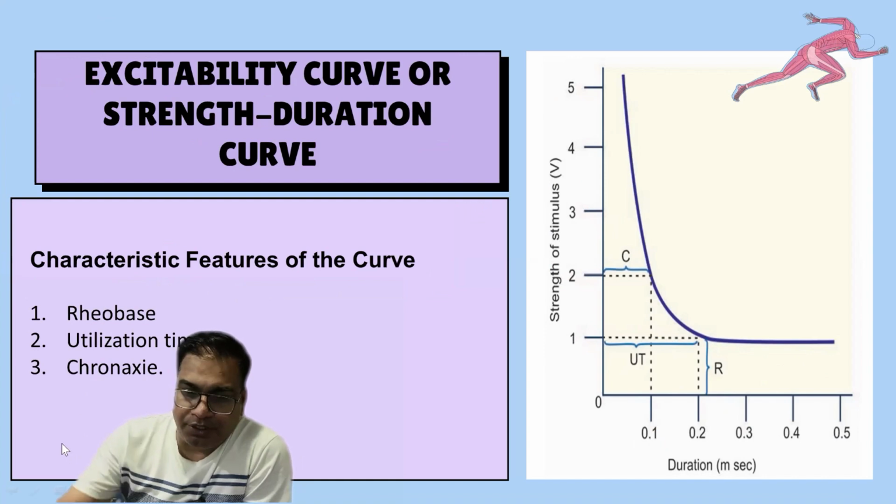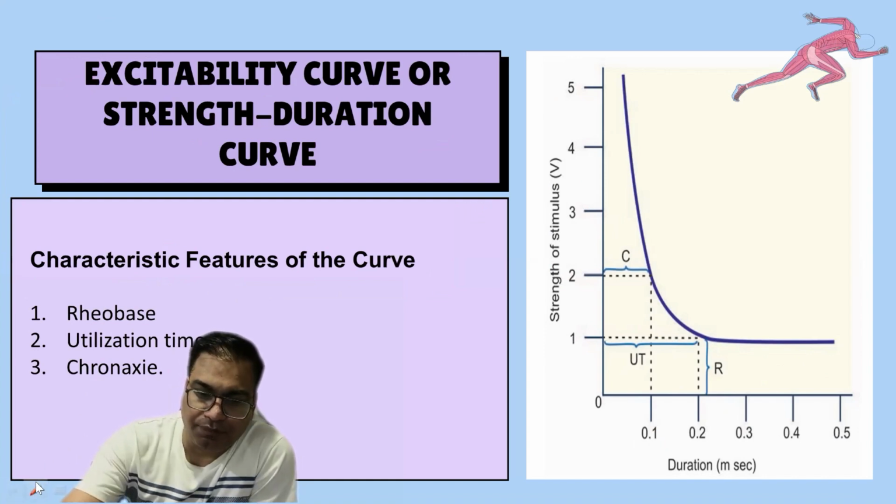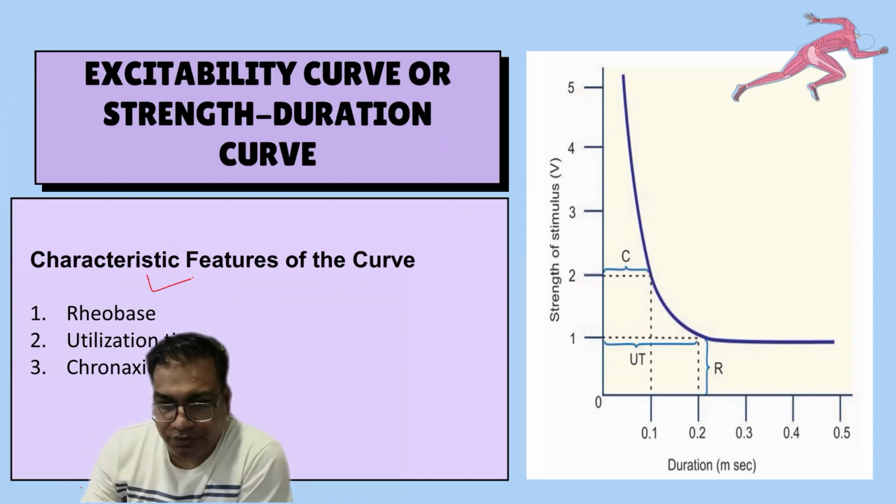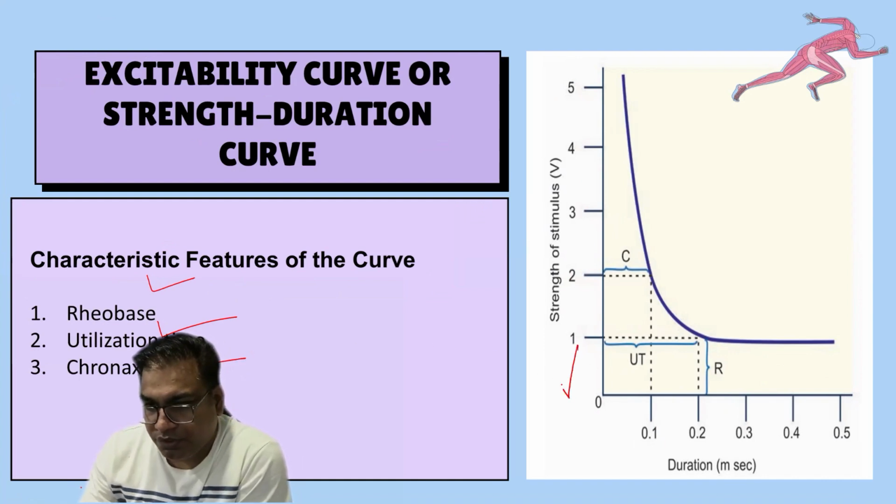Now come to the specific characteristics of this curve. Basically, there are three characteristic features. The first one is the rheobase, utilization time, and the chronaxie. This is the rheobase. This is chronaxie, and this duration is called the utilization time.